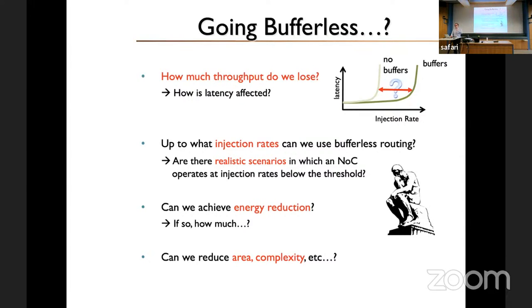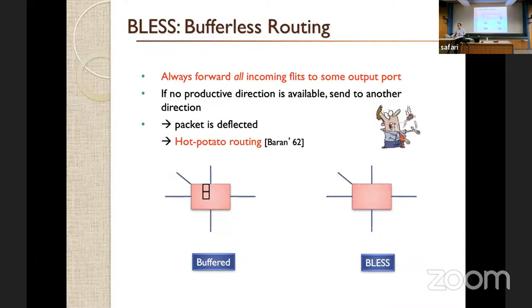One week after I arrived at Microsoft Research, we started talking about what important problems we can solve in multi-core systems. This is one of the works that we did. Basically, can we achieve energy reduction, and can we reduce area and complexity? These are actually interesting questions. And the work that you're going to read as part of your homework is answering some of these questions.